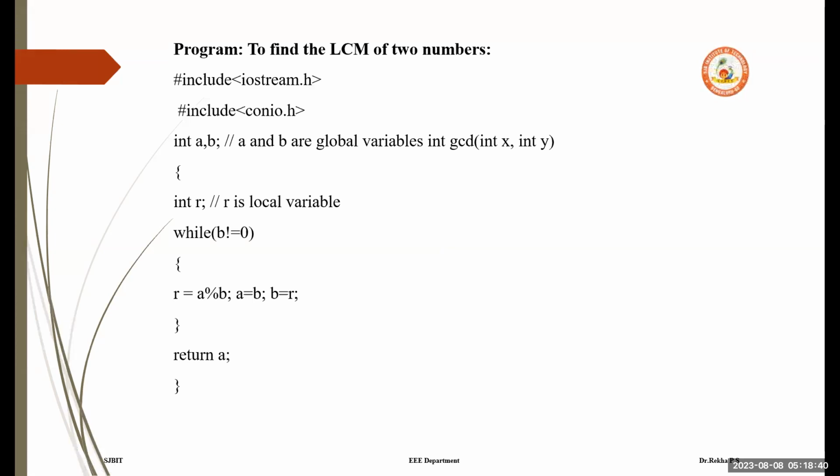So to find the LCM of two numbers, we write a small function. You can see here, there are two header files, stdio.h and conio.h as usual. Here A, B are global variables. Here R is a local variable. While B is not equal to 0, do this action. It finds A modulus B, that will be stored in R. Then B is assigned to A, and then R is assigned to B. So return A.